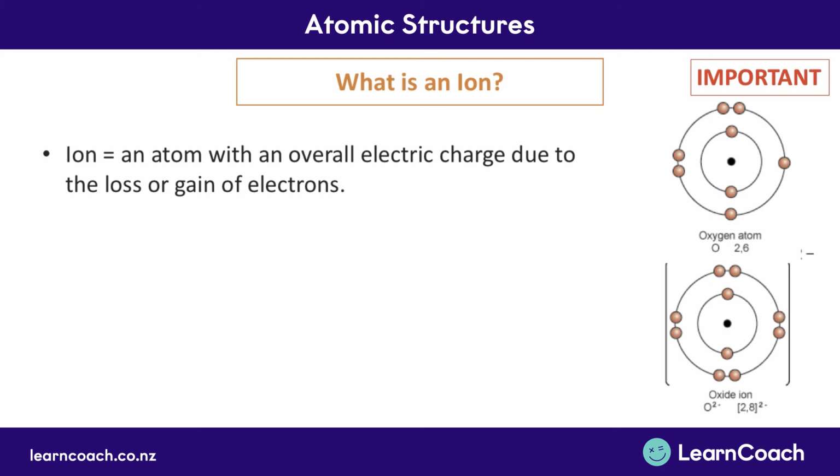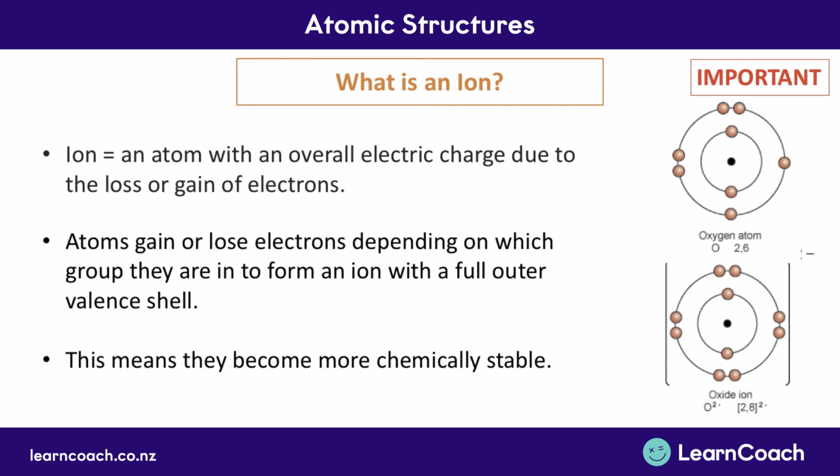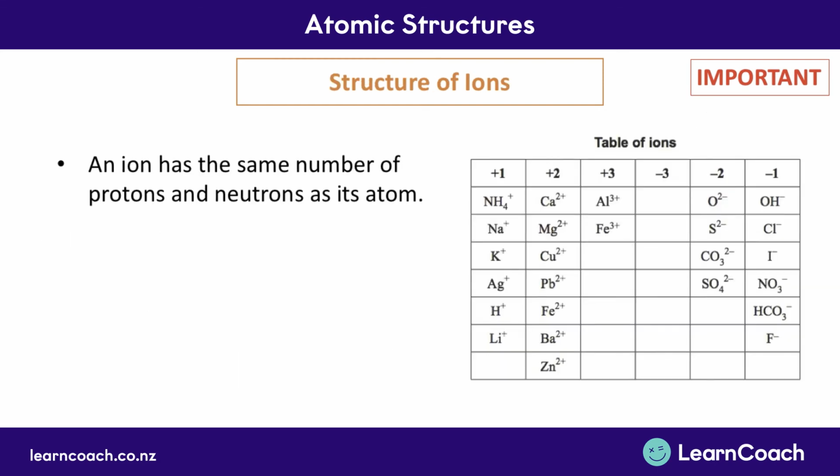And the reason that an ion has a charge is due to the loss or gain of electrons from those shells that we just looked at. Atoms ultimately gain or lose electrons in order to form an ion with a full outer shell, and as we talked about before, we know that this means that they become more chemically stable. It's important that you know that as part of your resource booklet, included within this is a table of ions, which shows all the ions you need to know for your exams and their charges, and this is shown here on the right.